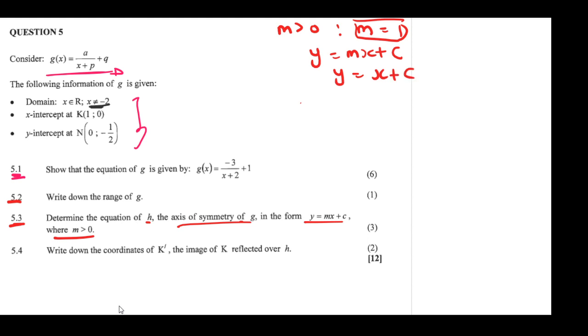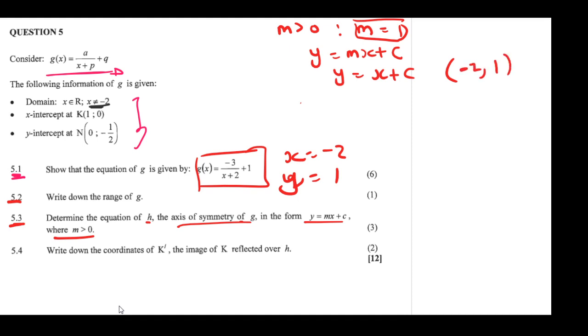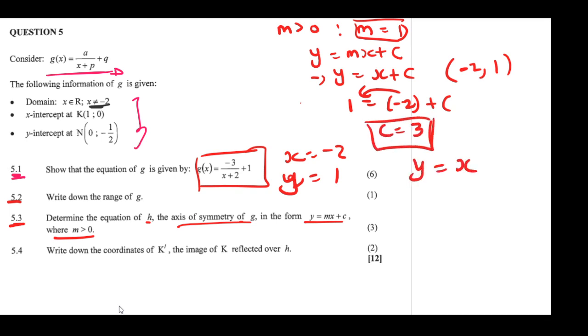And then you use your asymptotes. Looking at this, your vertical asymptote is minus 2. Your horizontal asymptote, let me just say y, is equal to 1. So you're going to use those coordinates to find the value of c. So it's minus 2 and 1, and you substitute into your equation. So it's going to be 1 equals minus 2 plus c, and then you transpose minus 2 to the other side. You have c equals 3. So if c equals 3, your y equals x plus 3. So this is the equation of your axis of symmetry, the equation of h.